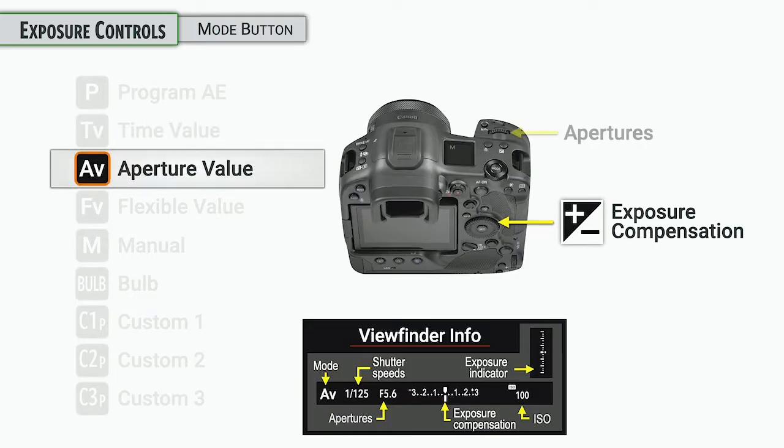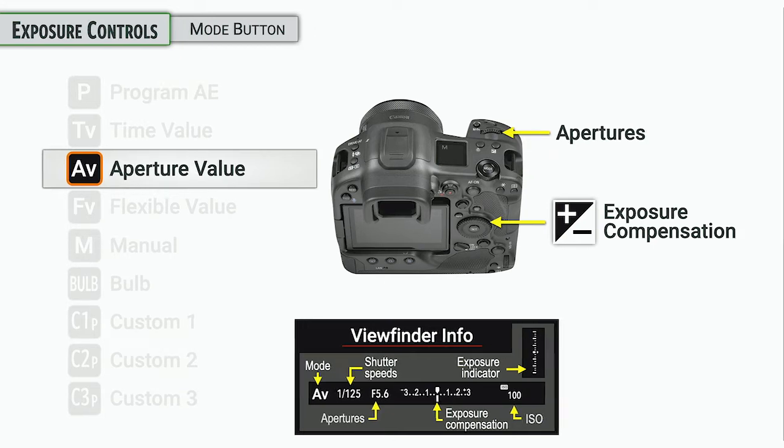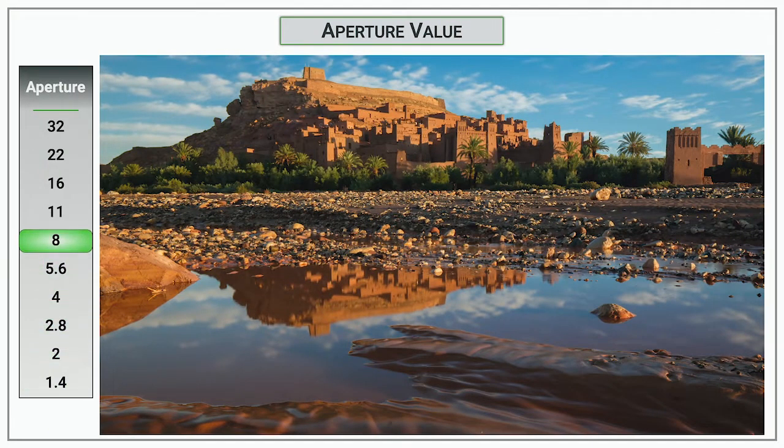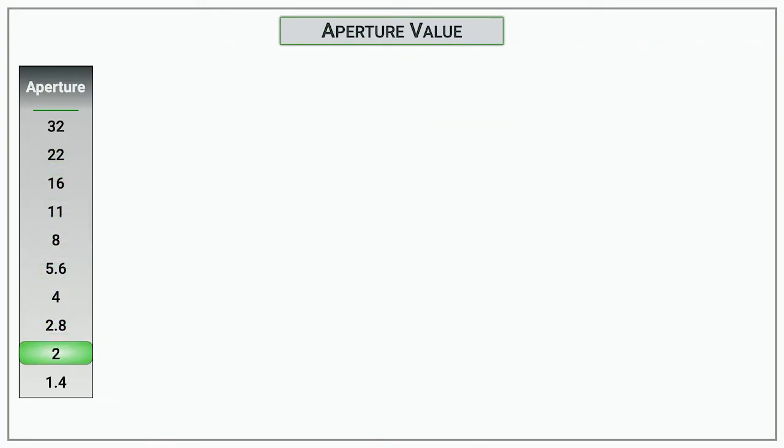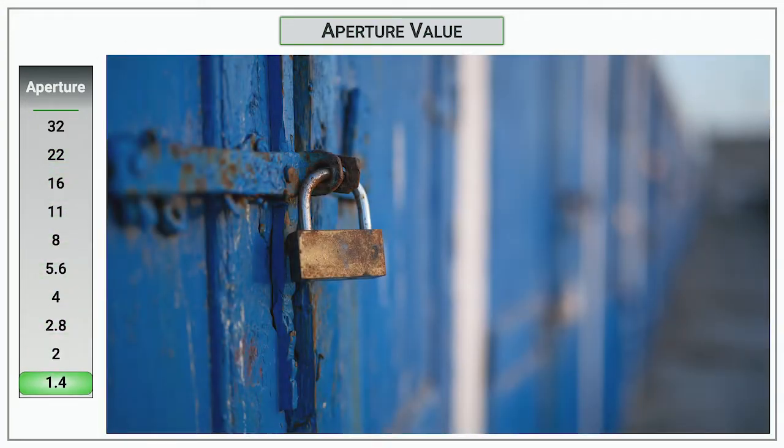Next up is one of my personal favorite modes, which is aperture value or aperture priority. This is where you get to set the aperture and the camera will work with the shutter speed to give you the correct exposure. You can set a small aperture like f22, which gives you great depth of field, or a wide aperture like 1.4 to give you a very shallow depth of field.